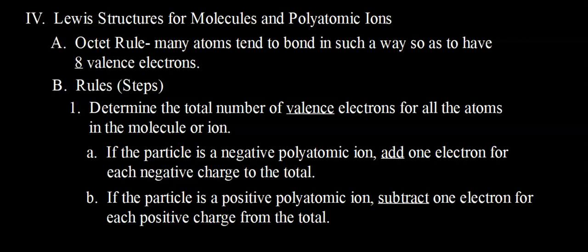All right, next up we have Lewis structures for molecules and polyatomic ions. So anything that has covalent bonds, we can draw a Lewis structure for. That means both molecules and polyatomic ions. So make sure to add that to your notes.